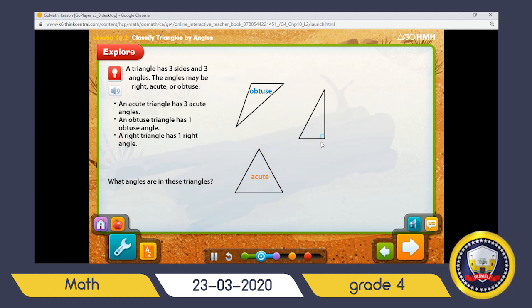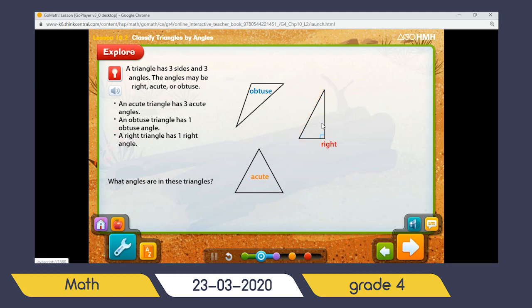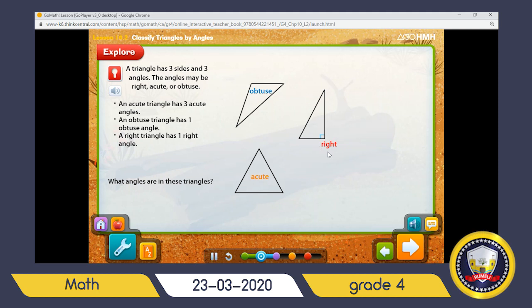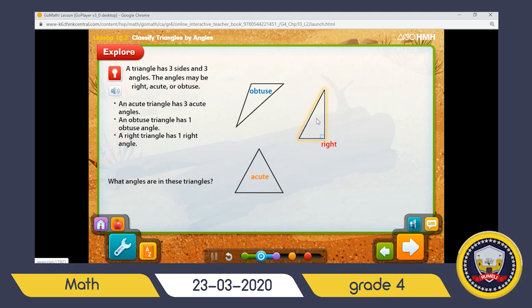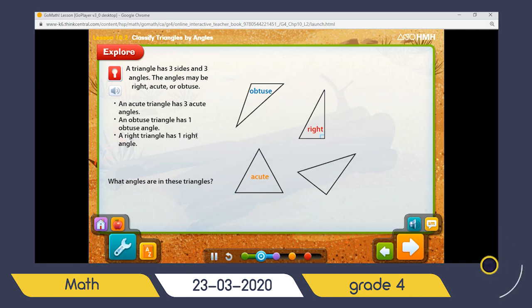So if one of them has a right angle, what will we say for this? We will say a right triangle. So 2 of them are acute angles, just only one of them is a right angle. But for a right triangle, just one angle. If one of them is a right angle, we will say it is a right triangle.